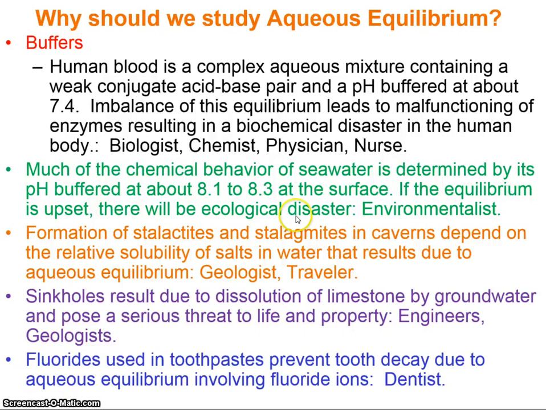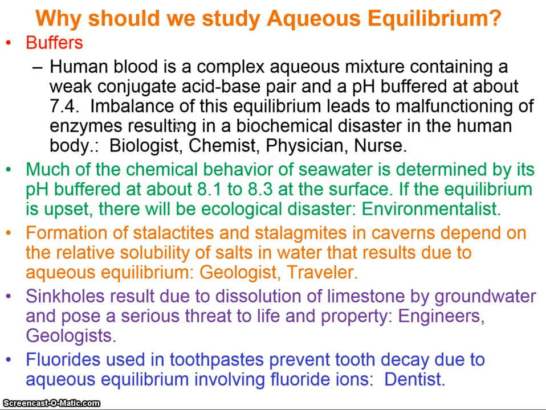Much of the chemical behavior of seawater is determined by its pH. It's buffered to about 8.1 to 8.3 at the surface. If the equilibrium is upset, there's going to be an ecological disaster, so environmentalists are very concerned about that. That's the issue with ocean acidity, right? So as CO2 in the atmosphere increases, atmospheric CO2 will be in equilibrium with carbonic acid or dissolved CO2 in the ocean, and that's going to shift the pH to a more acidic pH, closer to the 7.4 value. So it's going to change that pH. It's going to be more acidic.